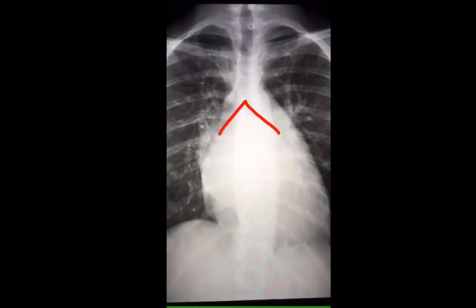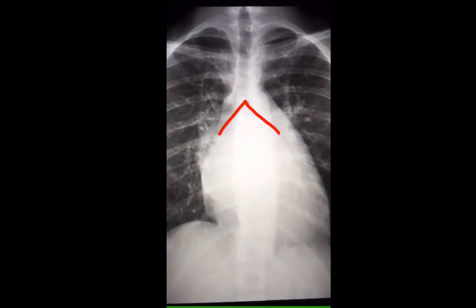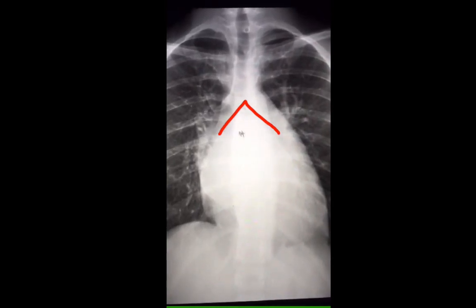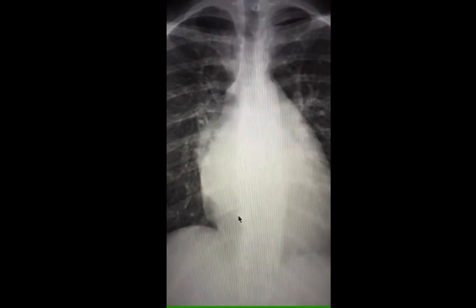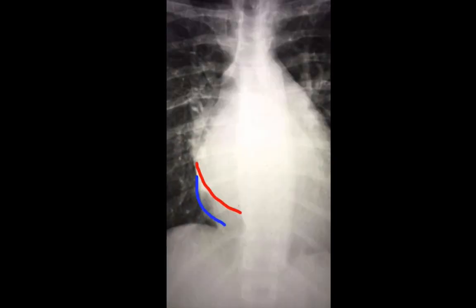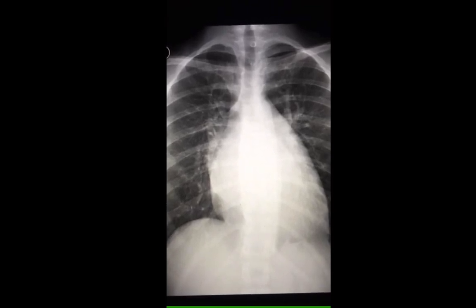Another observation is the widening of the carina, the bifurcation of the trachea here. A third observation is the presence of two borders along the right cardiac shadow. All the described signs are the classic signs of left atrial dilatation.